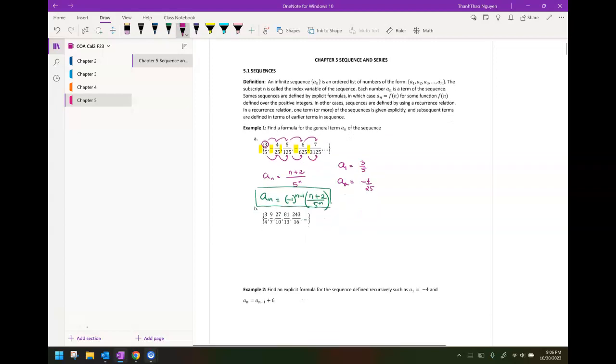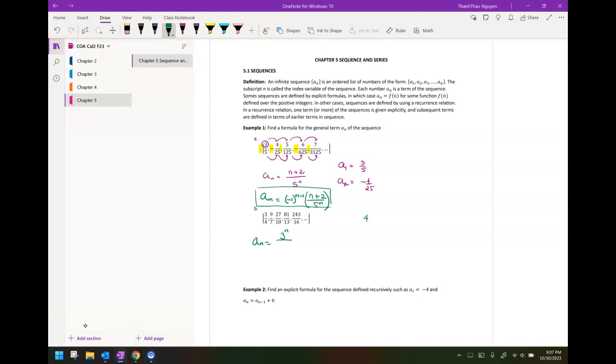In the next case, we have 3, 9, 27, 81, 243. So it seems like we have an exponent of 3. So a sub n equals 3 to the n. Now let's take a look at the denominator. We have 4, 7, 10, 13, and 16. So how do we deal with that? Let's take a look at the denominator alone.